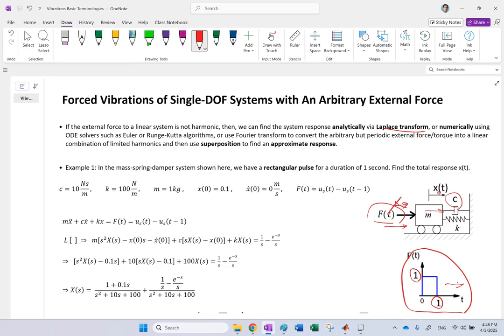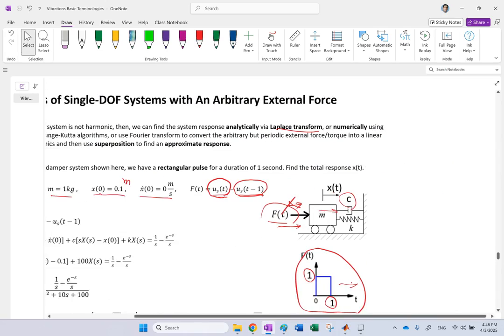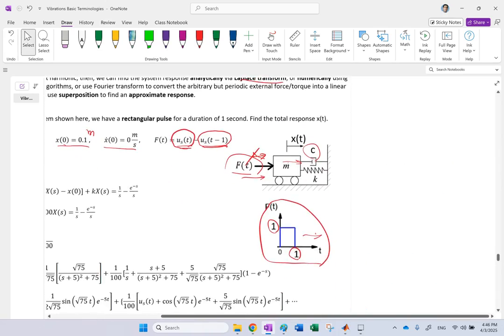So here I go with some numerical values: C is 10, K is 100, M is 1, and I go with 0.1 meters initial position, starting from rest. Now, the way you model this pulse is by subtracting 2 unit step functions. One starts right at time t0, the other one with a delay starts at time 1. If you subtract these two, you should get a pulse, right? So here I plot those 2 functions for you.